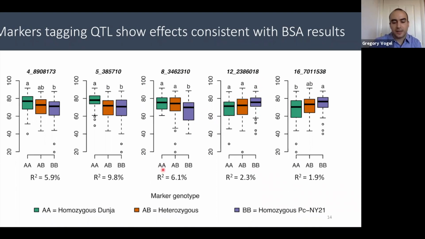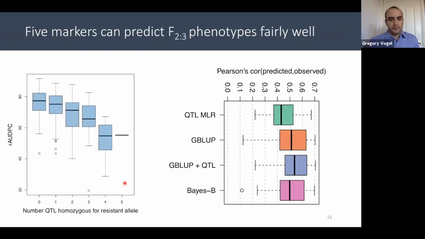I'll also point out that the proportion of variance explained by these markers is relatively low, not exceeding 10% in any case. However, collectively, it seems like markers in these regions can predict F2-3 phenotypes fairly well. So you'll see that there's a pretty strong relationship between the number of QTL that are homozygous for the allele associated with resistance in the F2 individuals and the disease severity of their F2-3 progeny.